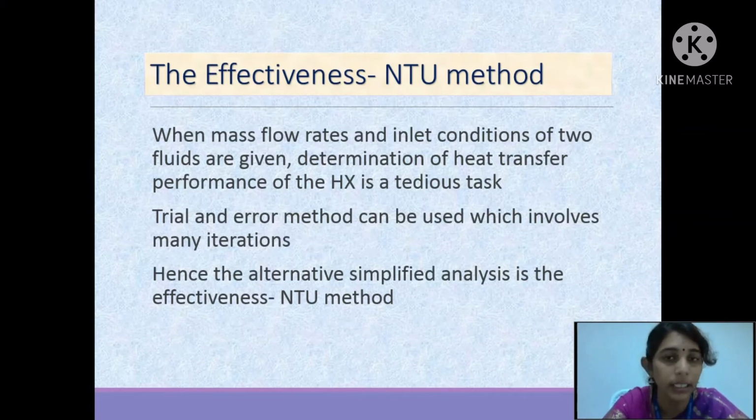In that case, how to decide a heat exchanger? It's going to be a tedious task. Only the trial and error method will help us in finding out the type of heat exchanger. So this trial and error method involves too many iterations. Hence, a simplified analysis is selected, and this simplified analysis is the effectiveness NTU method.